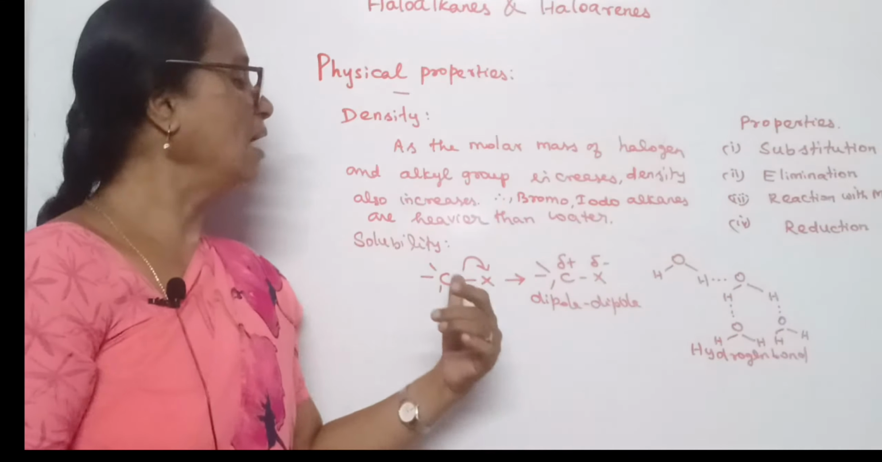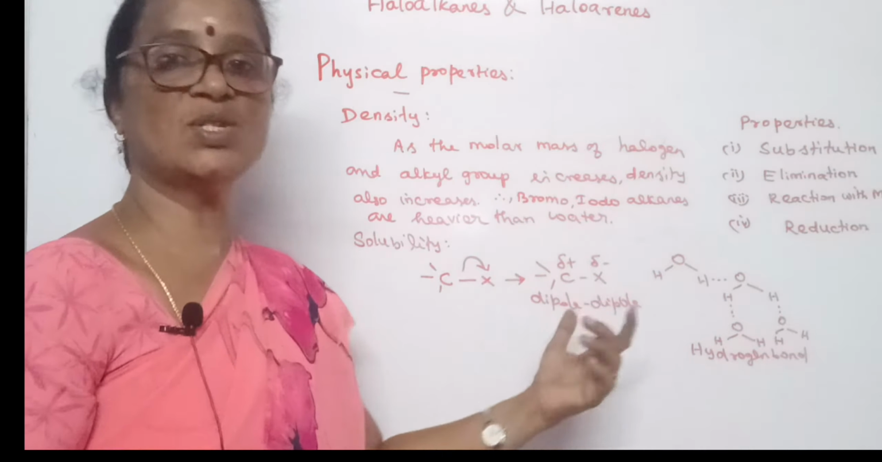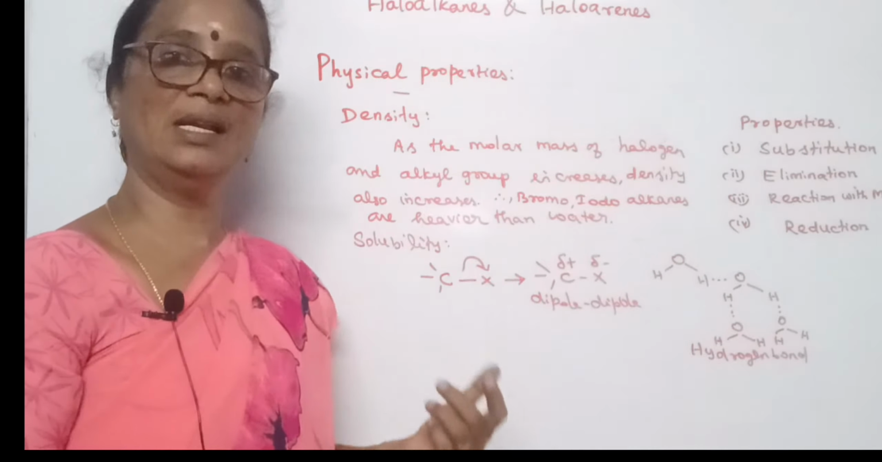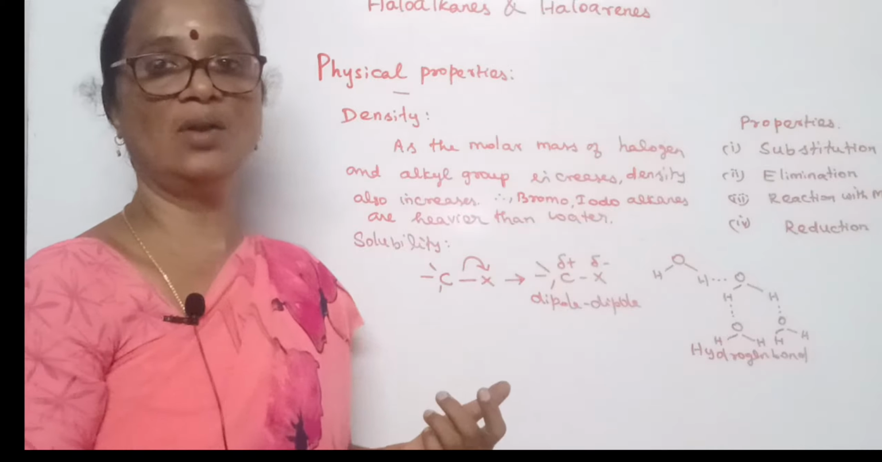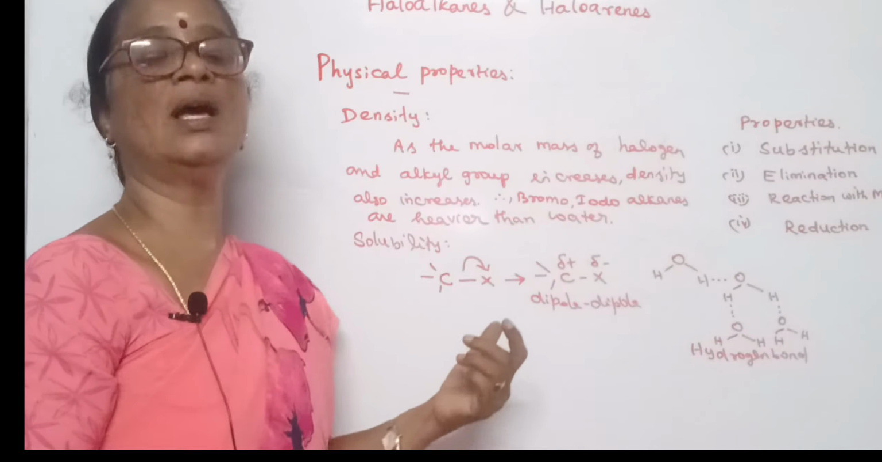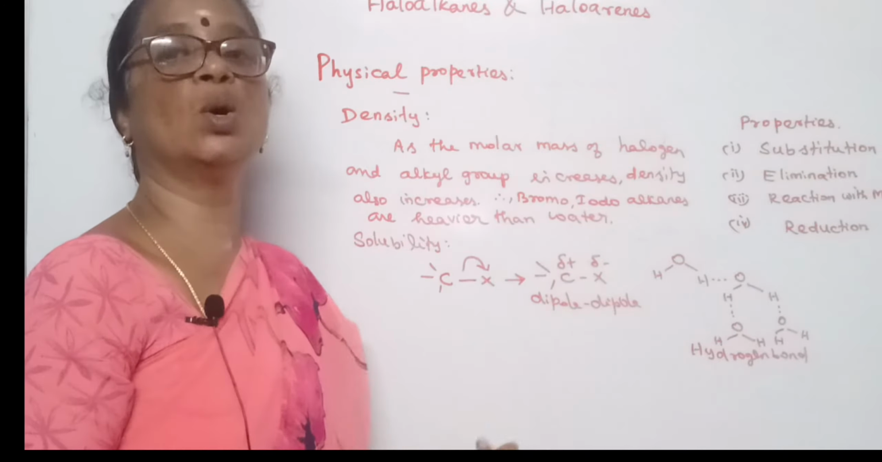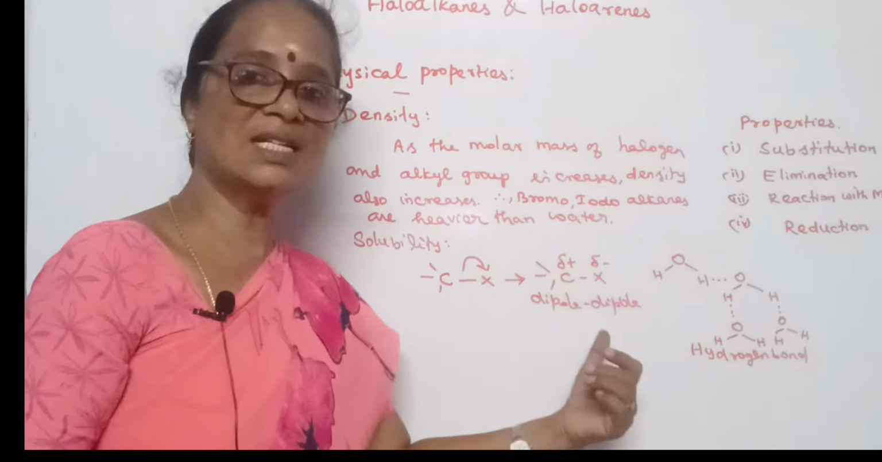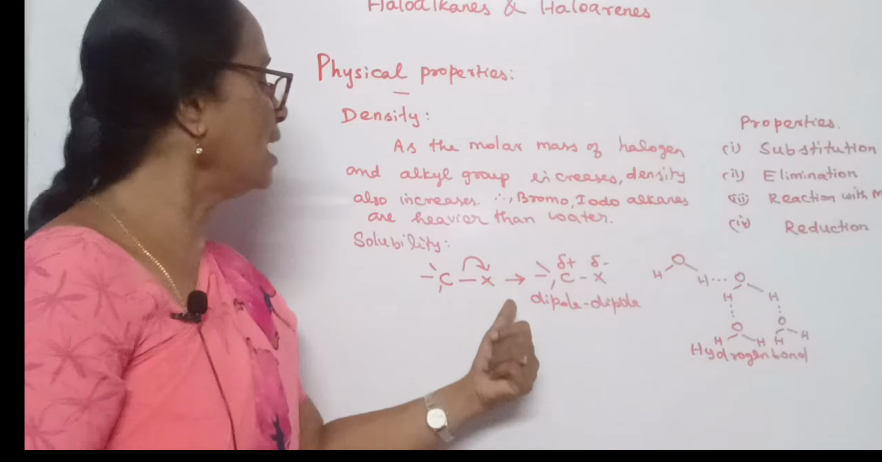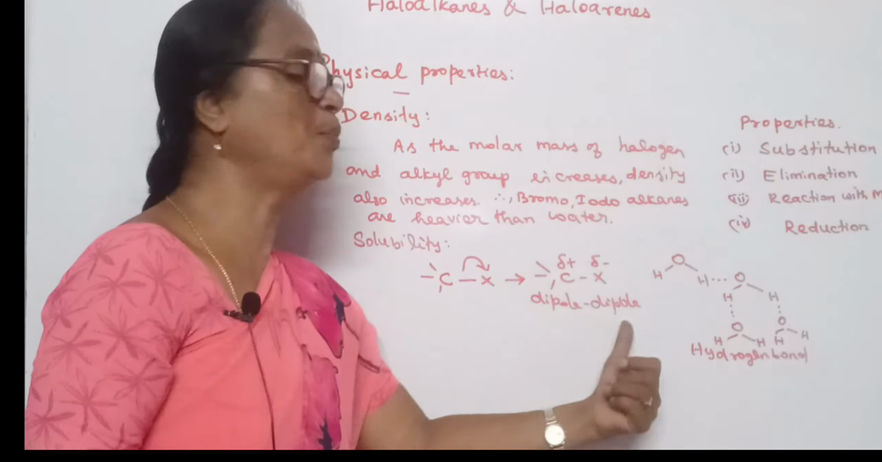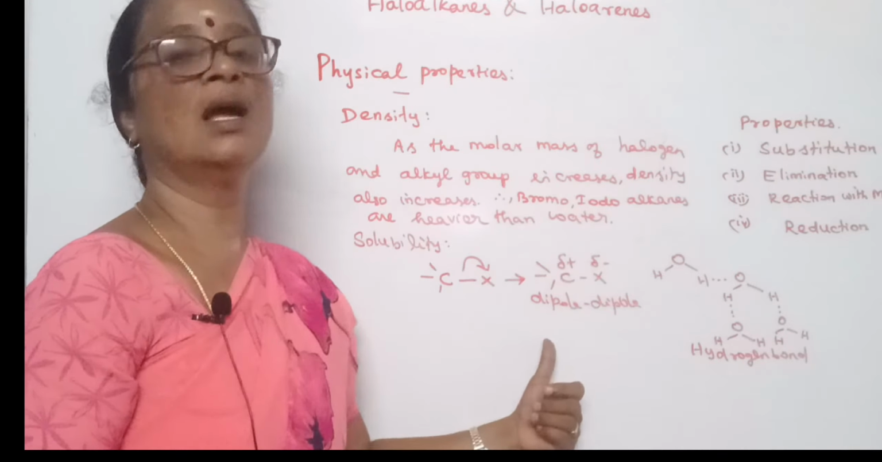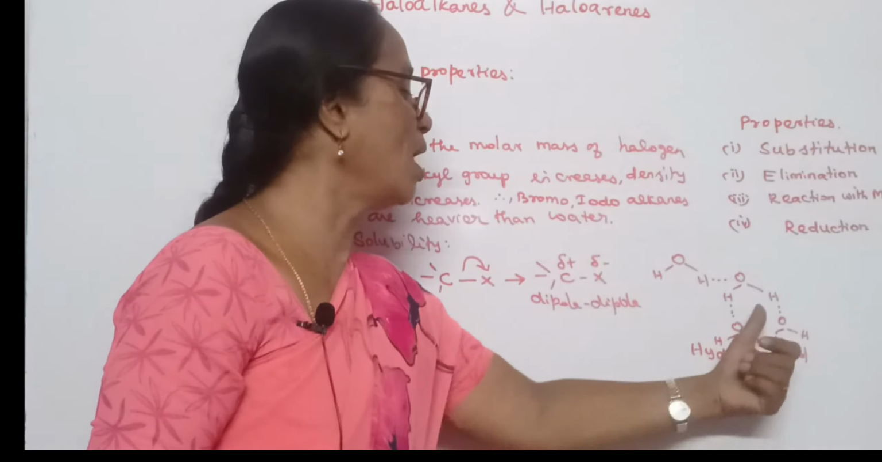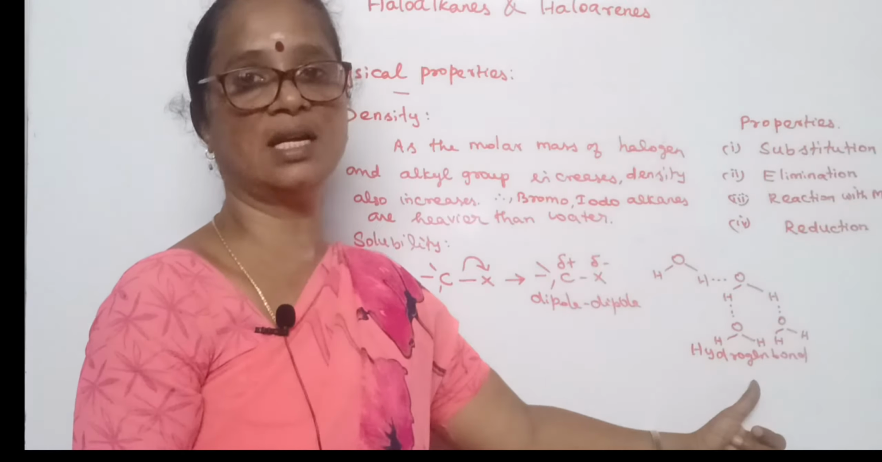Solubility. Alkyl halides are slightly soluble in water, but readily soluble in organic solvents like carbon tetrachloride, ether, benzene, chloroform, etc. Why are alkyl halides slightly soluble in water? Alkyl halides have weak dipole-dipole interaction compared to water, where water has a strong hydrogen bond.